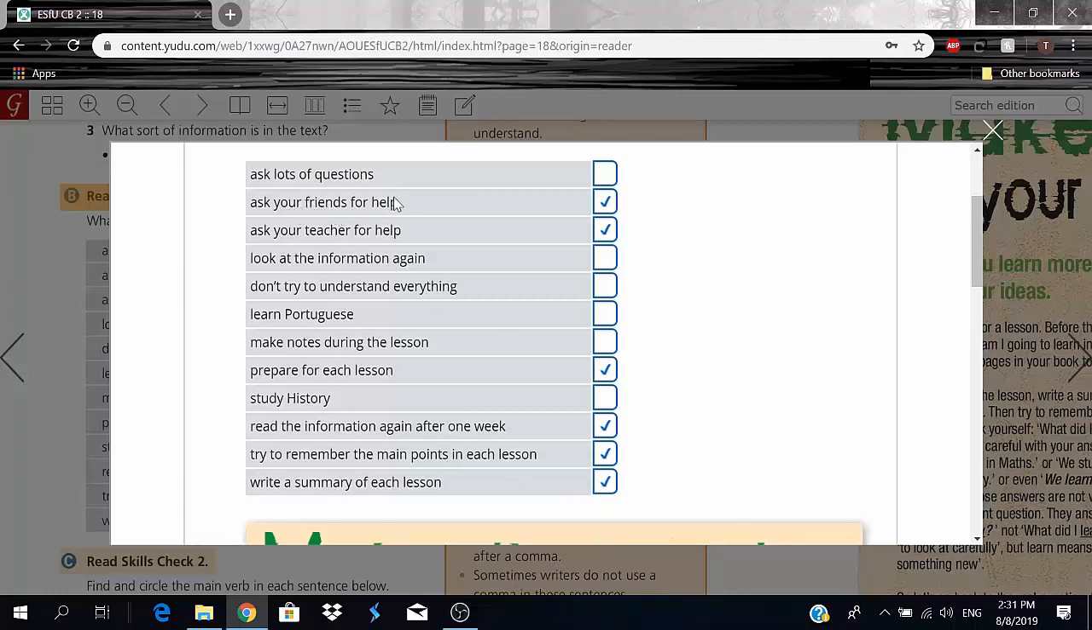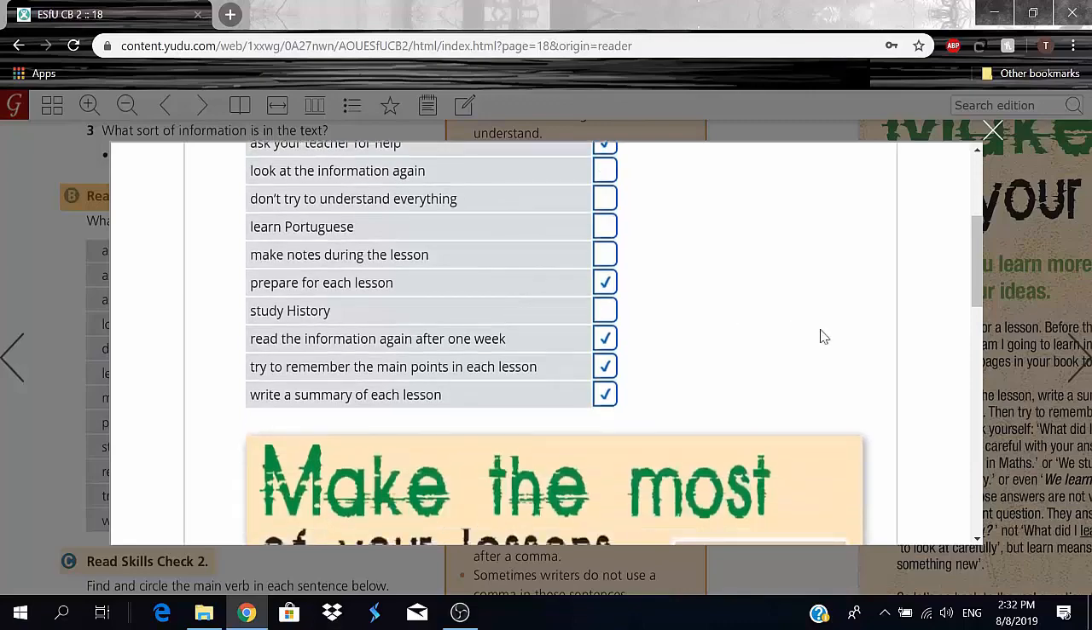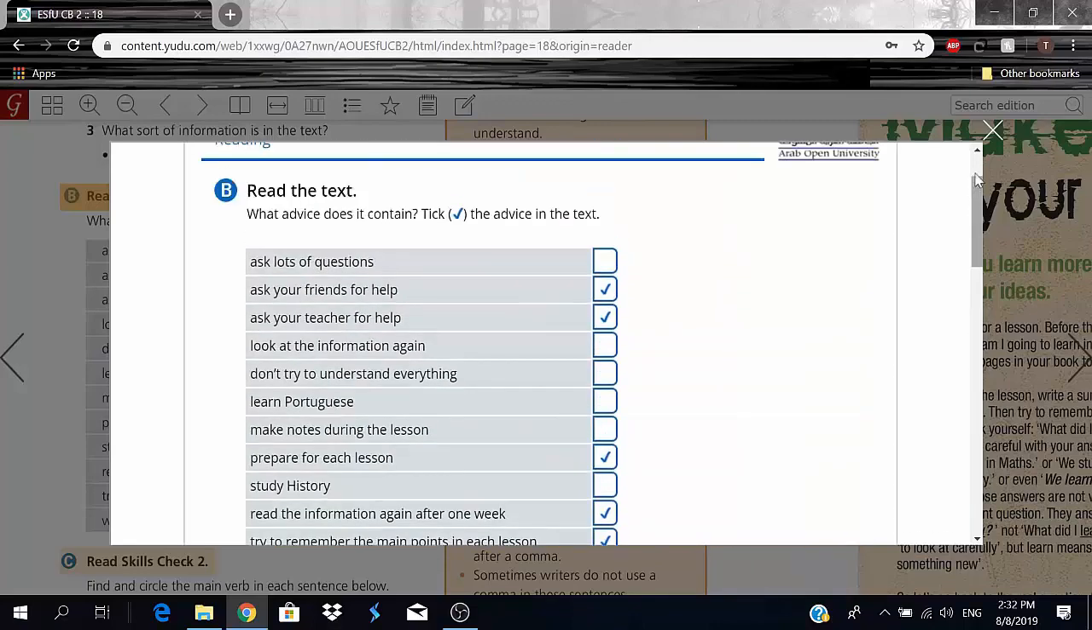So the advice given from the text was: ask your friends for help, ask your teacher for help, prepare for each lesson, read the information again after 1 week, try to remember the main points in each lesson, and finally, write a summary of each lesson. Okay, you guys? Pretty simple stuff.